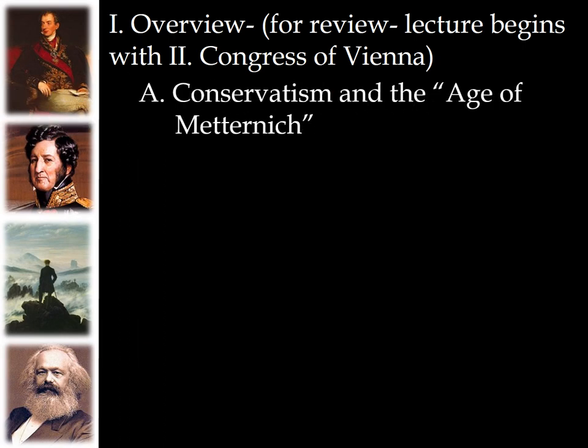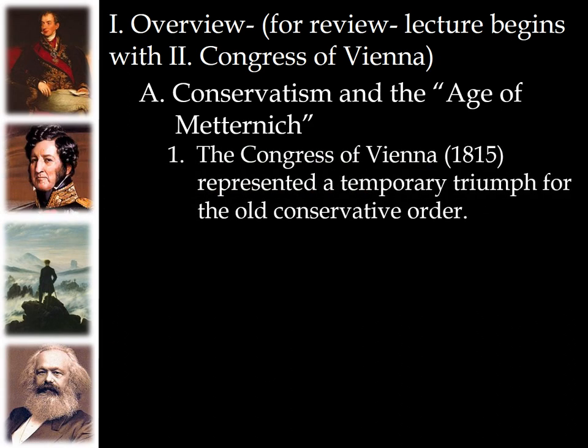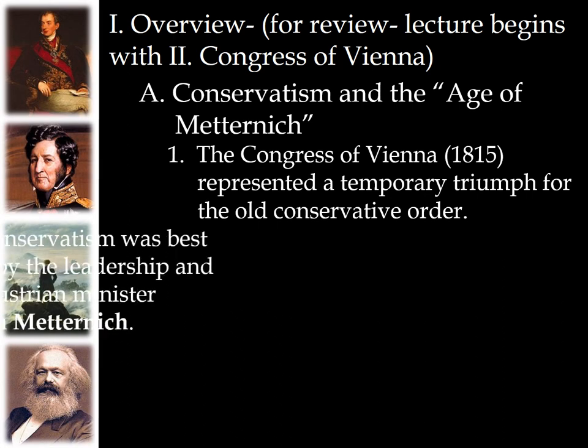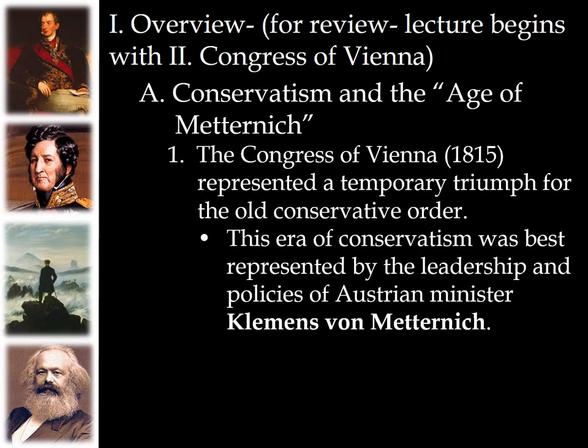Conservatism and the Age of Metternich. The Congress of Vienna begins meeting in 1815, which is to bring about the end of the Napoleonic Age. It represented a temporary triumph for the restoration of the old conservative order that had been in place prior to the French Revolution. This era of conservatism, as it's called, was best represented by the leadership and policies of the Austrian minister Clemens von Metternich.